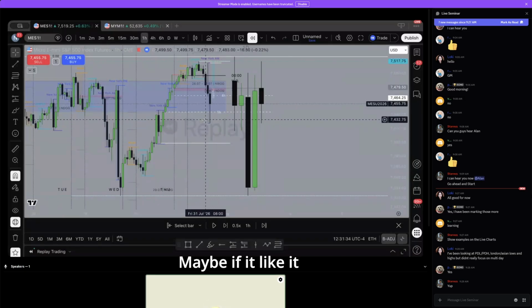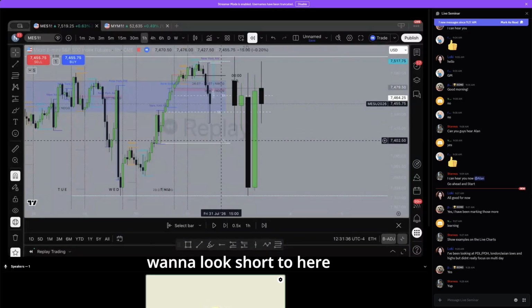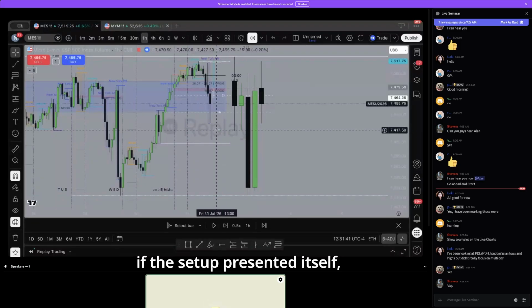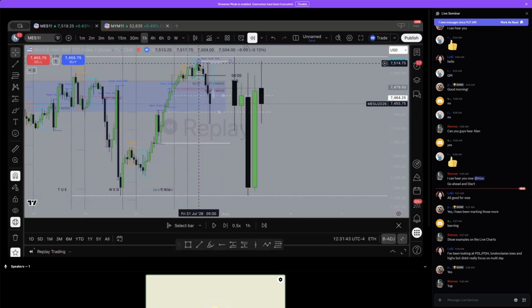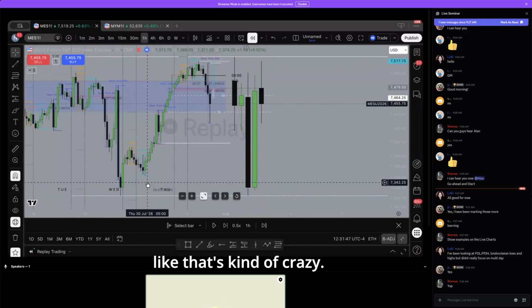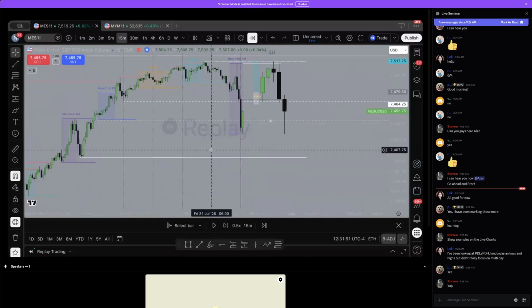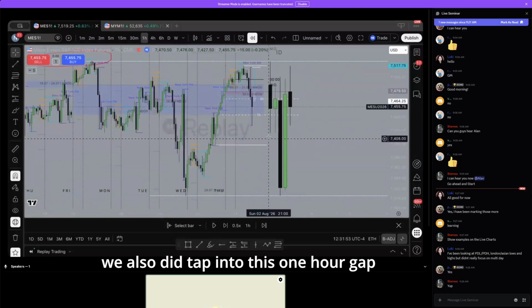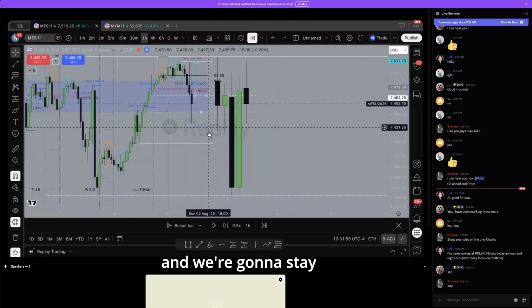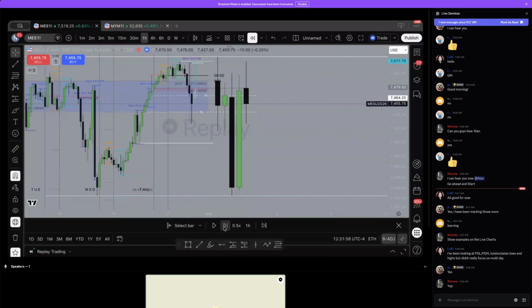Maybe if it was down here somewhere, then maybe I would want to look for shorts to here if the setup presented itself. But I'm not gonna try to short from all the way up here to down here, or even down here. That's kind of crazy. But yeah, at this point we also did tap into this 1 hour gap, and we're gonna stay on the 1 hour for now.